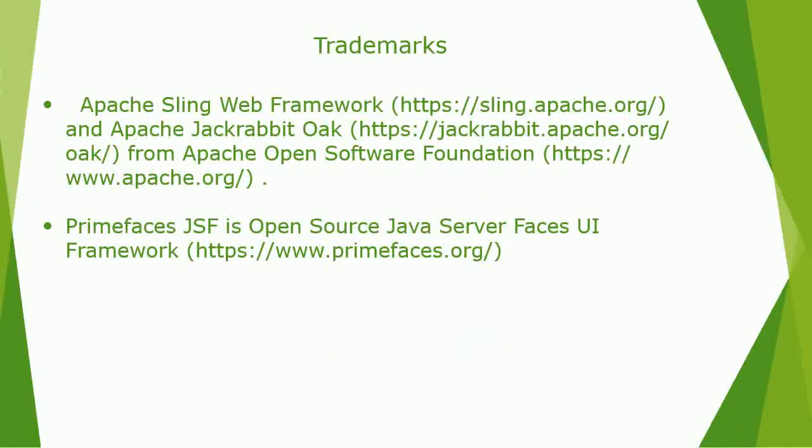In this demo, we'll be using the following software: Apache Sling Web Framework, which you can visit at sling.apache.org, and Apache Jackrabbit Oak, which you can visit at jackrabbit.apache.org/oak. These are from the Apache Open Source Foundation. You can get details from apache.org. And Primefaces JSF is an open source Java Server Faces UI framework. You can get more details from primefaces.org.